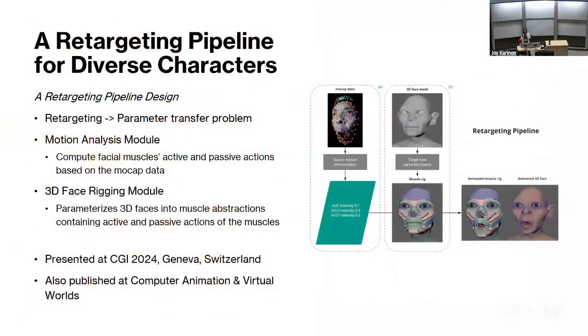After we gained this understanding of the existing retargeting pipelines, we started to design our own. This becomes the second research of my PhD, where we design a retargeting pipeline for diverse characters. We formulate the retargeting problem as a parameter transfer problem that consists of two modules, a motion analysis and a face rigging module. This work has been presented at CGI 2024 in Geneva, Switzerland, and also published at its relevant journal, Computer Animation and Virtual Worlds.